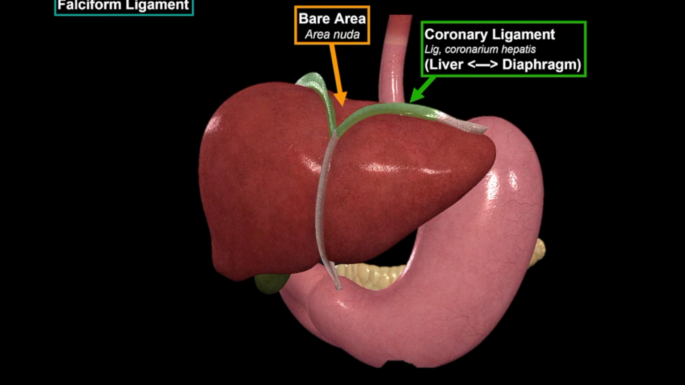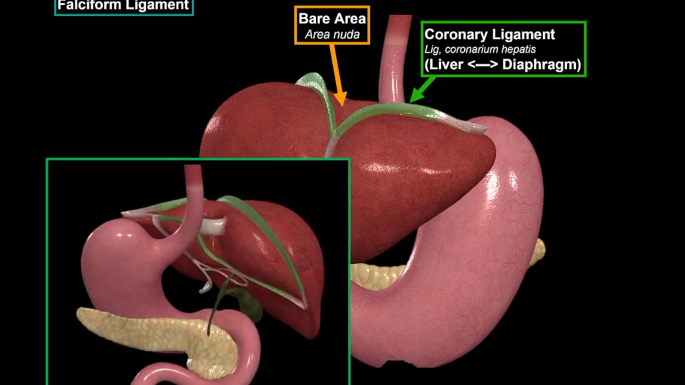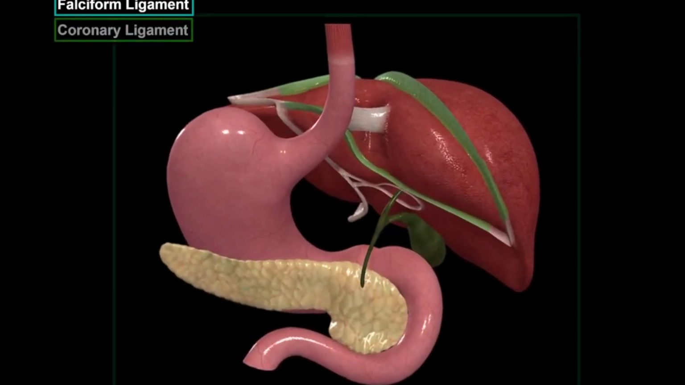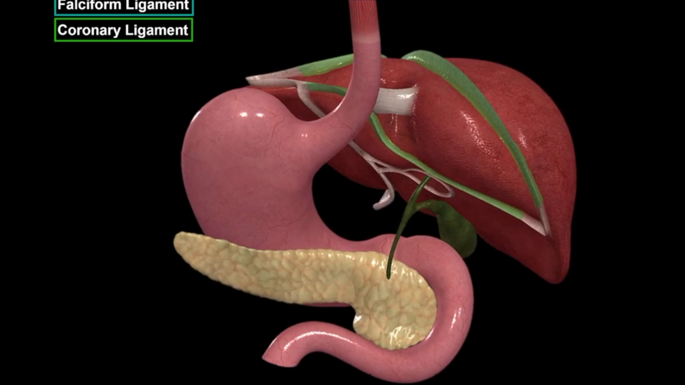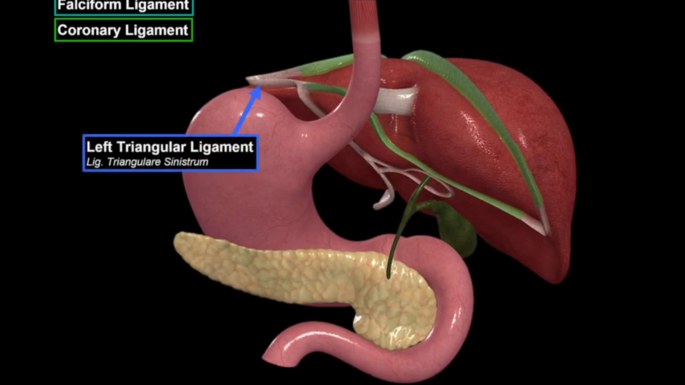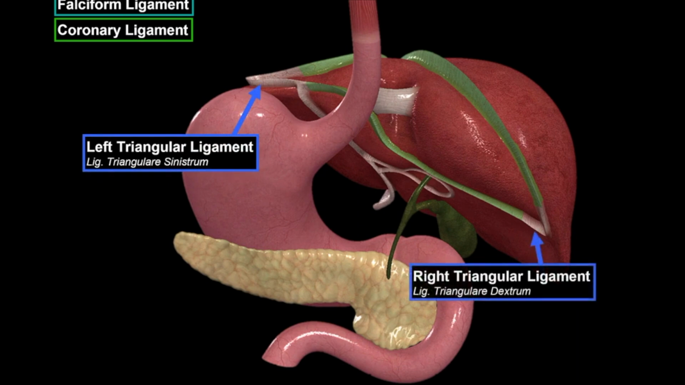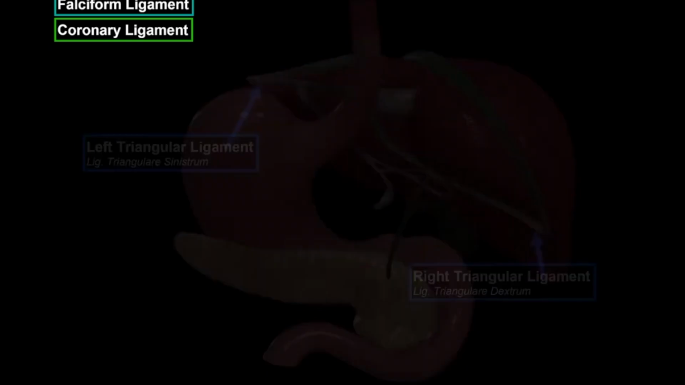So if we look at the liver posteriorly, we'll be able to properly see the coronary ligament surrounding the bare area. Alright, so now we have 2 more ligaments we can see on this model. And these are the triangular ligaments. We have the left triangular ligament and the right triangular ligament. They kind of resemble a triangle, as you see here. So that was all the ligaments towards the diaphragm.